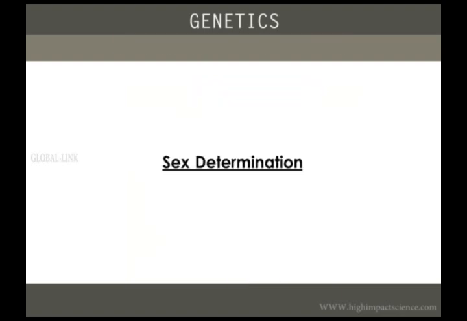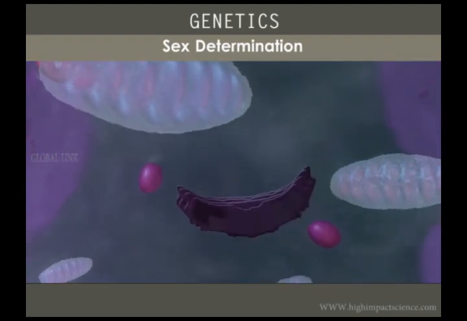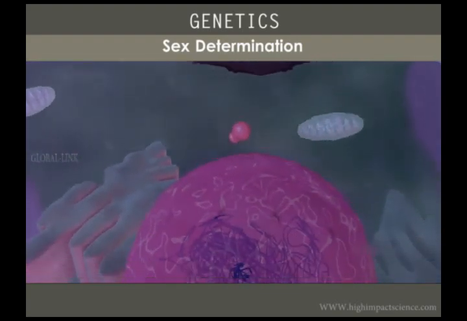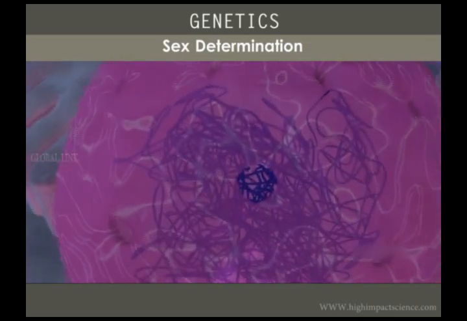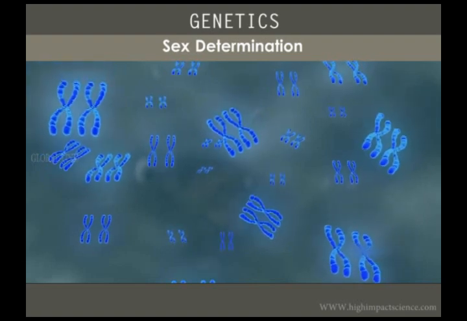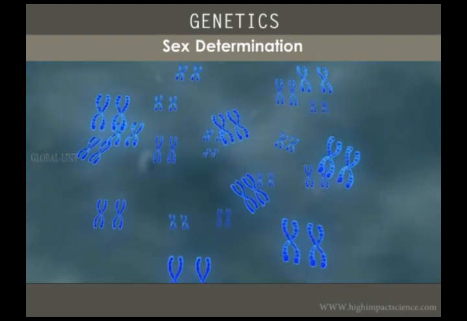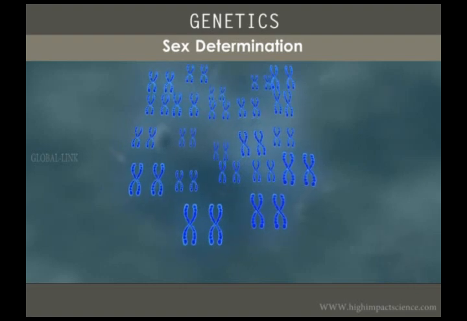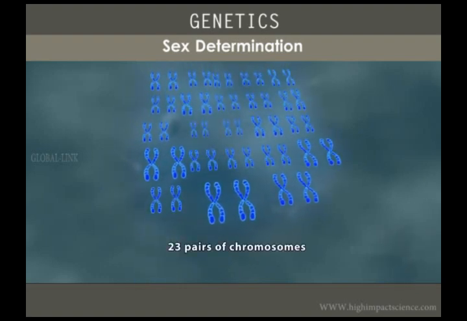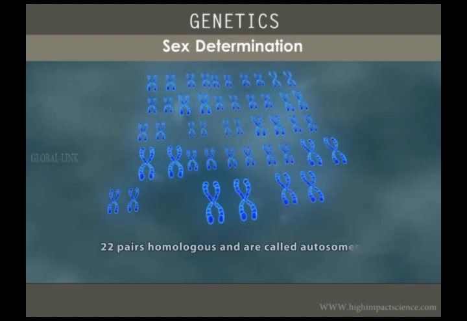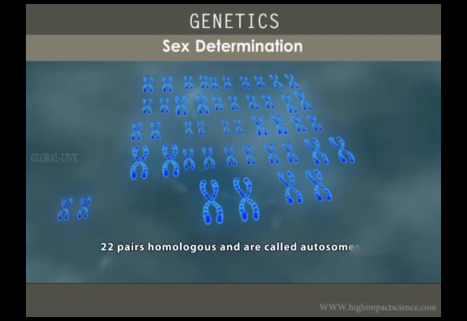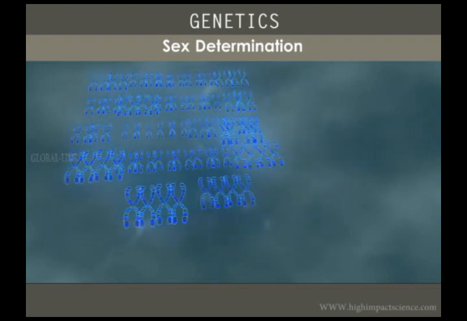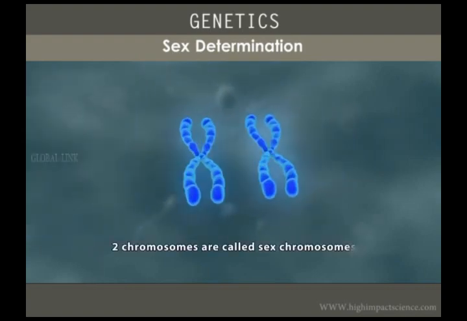Next, we'll look at sex determination. Now, the sex of an organism is determined by specific chromosomes called sex chromosomes. In humans and other mammals, the XY sex determination system is followed. Every cell in humans, either male or female, has 23 pairs of chromosomes. Of these, 22 pairs are homologous and are called autosomes. The remaining 2 chromosomes are sex chromosomes because they carry genes that determine the sex of the person.